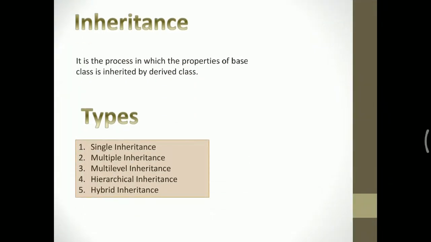Our first topic is inheritance. So what is inheritance? It is the process in which the properties of a base class are inherited by a derived class. There are many types of inheritance: single inheritance, multiple inheritance, multi-level inheritance, hierarchical inheritance, and hybrid inheritance. We will discuss each of these inheritances one by one.